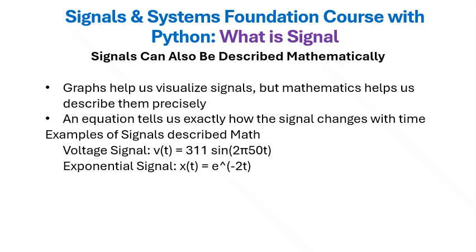Similarly, the exponential signal we saw on the previous slide can be written in mathematical form as x of t equals e power minus 2t. You change different values of t and you can plot this signal as we saw on the previous slide.